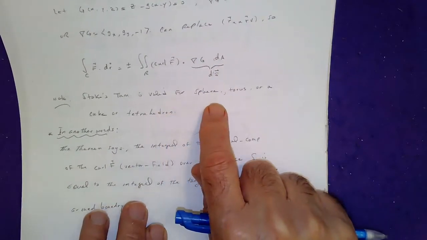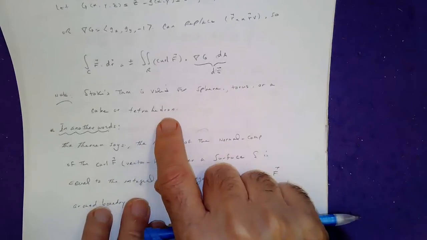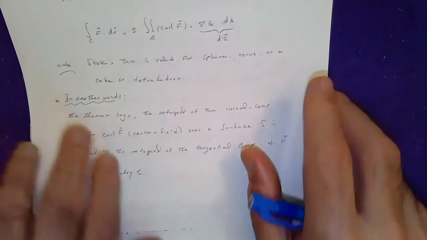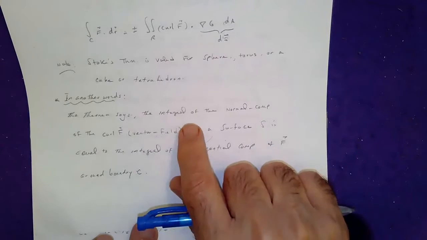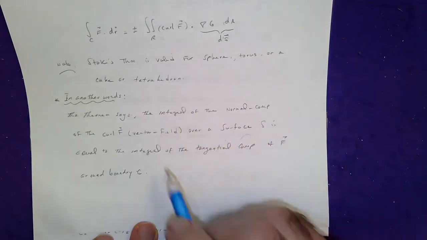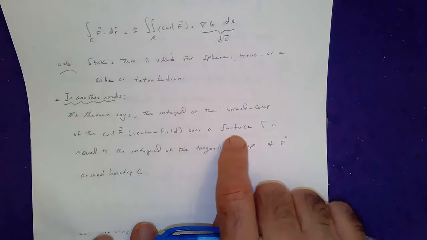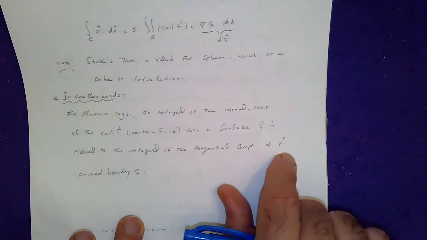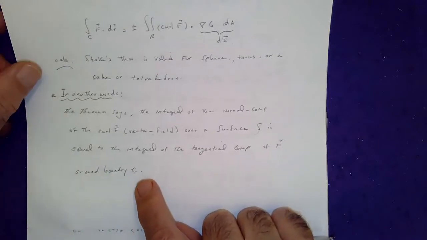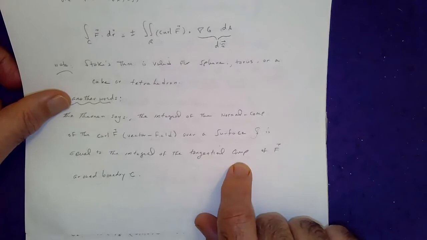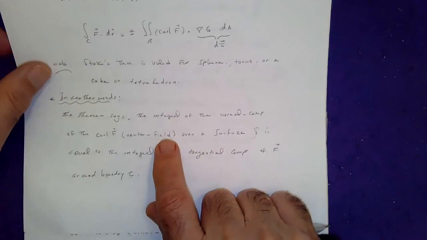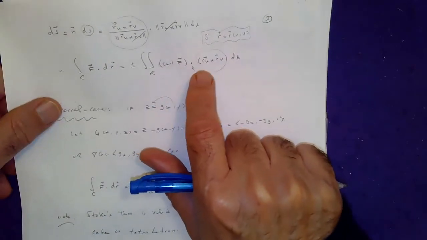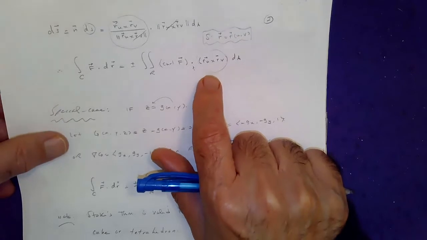Stokes' theorem is valid for a sphere, torus, cube, or tetrahedron. Tetrahedron, a four-sided pyramid. So what Stokes' theorem says is that the integral of the normal component of the curl of the vector field over a surface S is equal to the integral of the tangential component of F around the boundary C. In other words, a line integral can be replaced by a surface integral of the curl of F dotted with the normal vector.